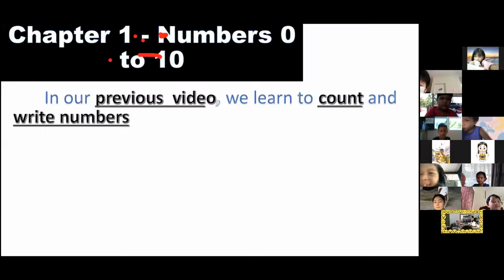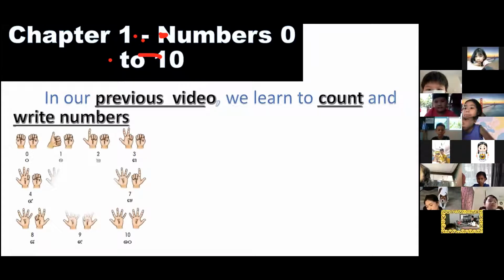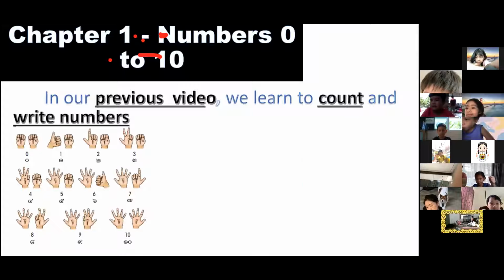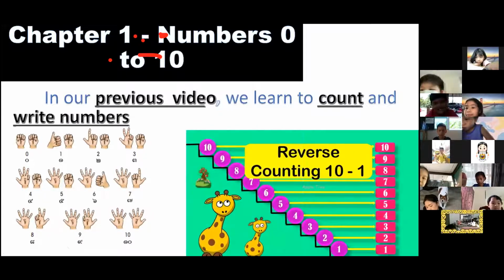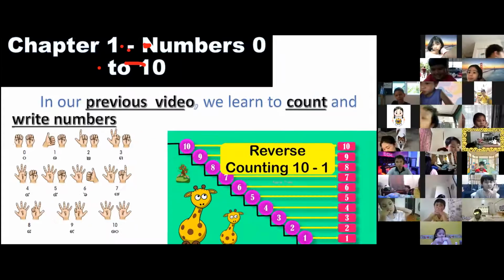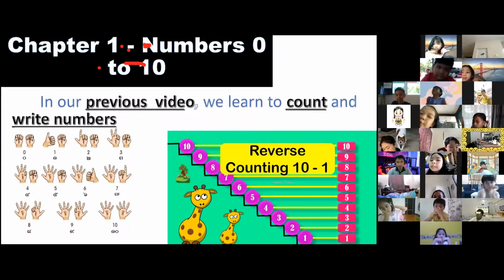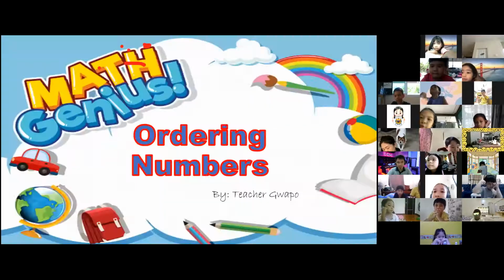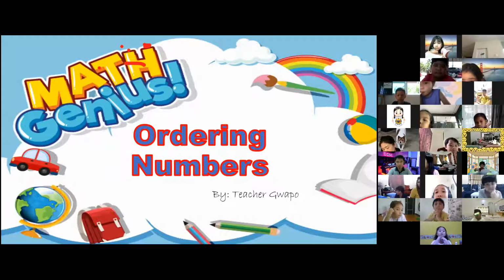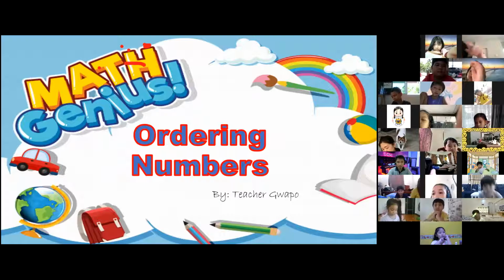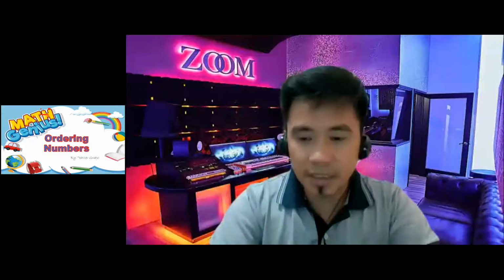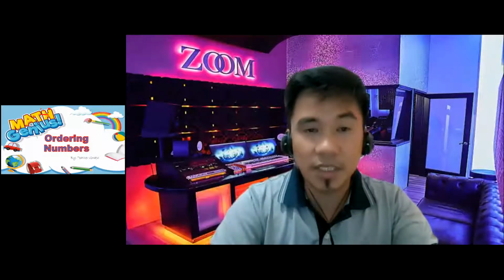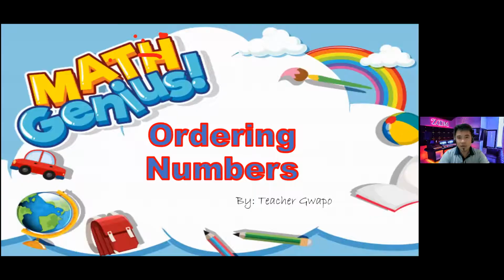In our previous video, we learned to count and to write numbers 1 to 10. Here are the numbers. We tried to count from 10 to 1 and 1 to 10, starting from the smallest number and starting with the biggest number. This time, we will try to order numbers in ascending order or descending order. Always say it as increasing or decreasing order.